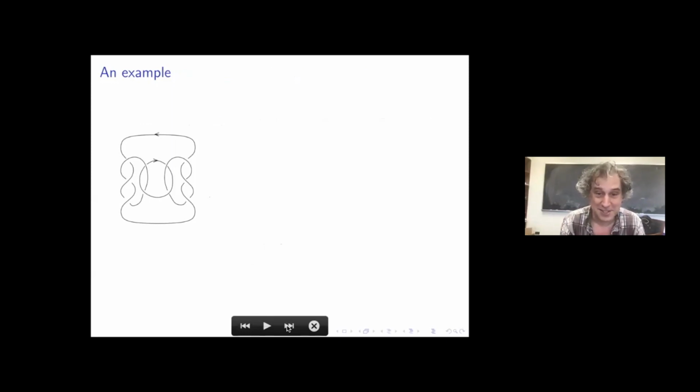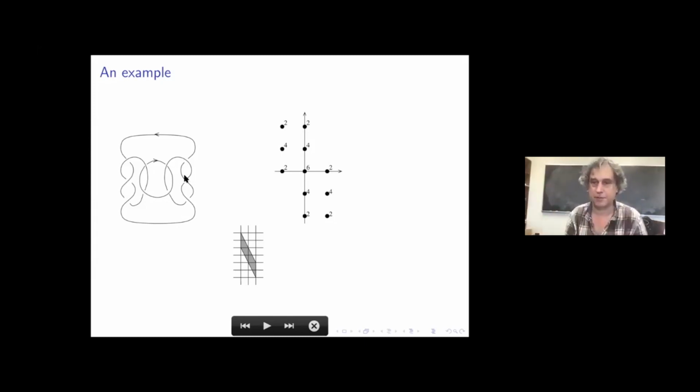Okay, so here's this example. What I've drawn here is the relative two-dimensional homology of this link. The first homology of this link is two-dimensional, so I've got the plane, which is the first homology. Over each lattice point in the two-dimensional homology, I've drawn the dimension of the corresponding Floer homology. For the lattice points I didn't indicate, the Floer homology is 0-dimensional. Here are the places where it's 2-dimensional, here's 4-dimensional, and the origin is 6-dimensional.